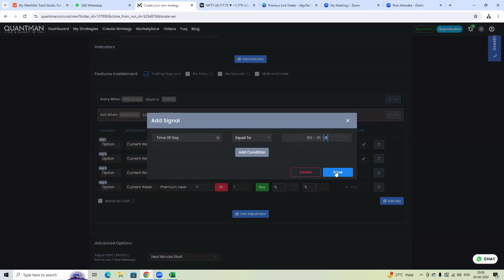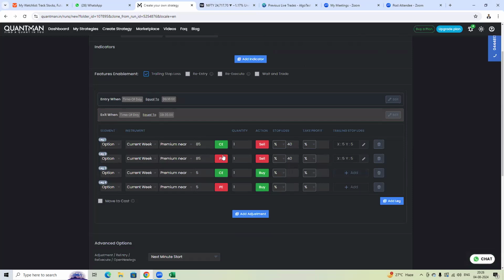9:35 रख देंगे. See, ये 15 मिनट्स में आपको स्टॉप लॉस लगा के मिनिमम रिस्क पर थीटा डीके को कैसे यूटिलाइज कर सकते हैं, राइट? So you can just see here we are selling current week premium of 85 rupees call option. We are selling it, and put option also we are selling it, and we are keeping 40% of the stop loss. Okay, and we are trailing the stop loss by 5 and 5%.